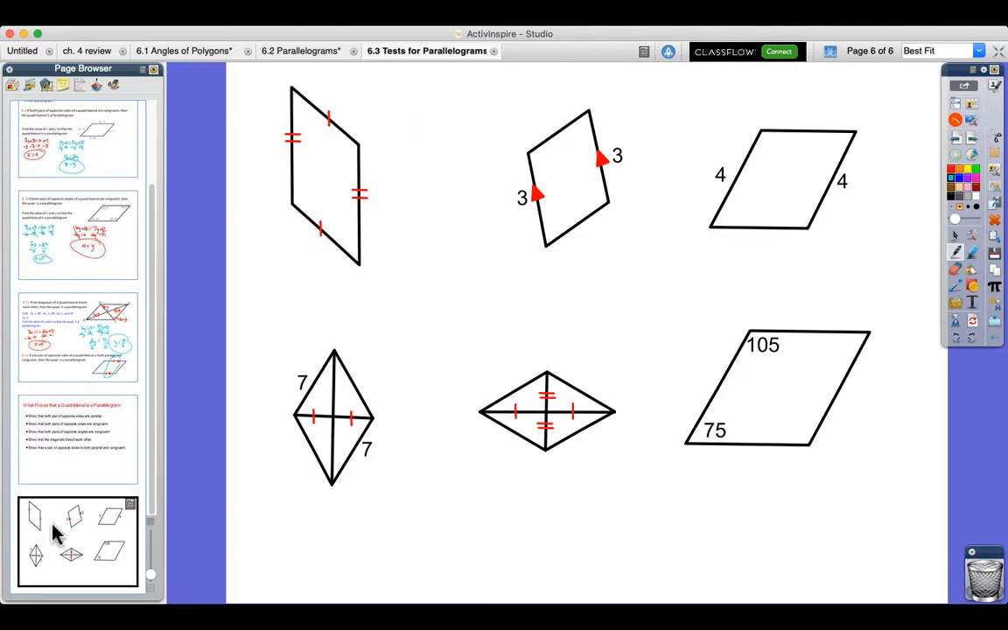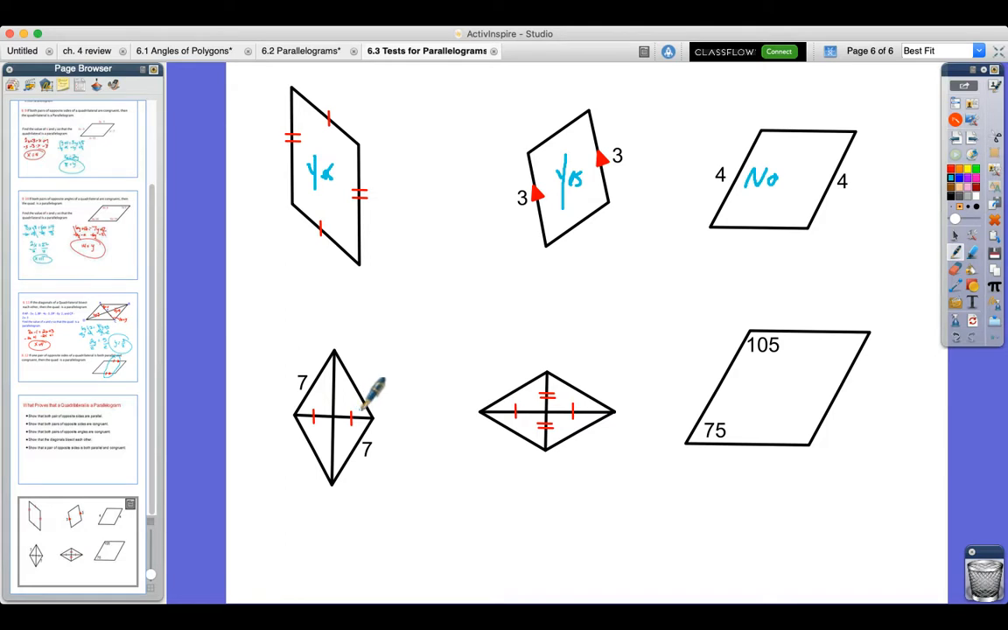So let's kind of practice that. Is this a parallelogram? Yes. We have both pairs of opposite sides parallel. Is this a parallelogram? Yes. One pair is both parallel and congruent to each other. Is this a parallelogram? It's a no, because it only tells us that one pair is congruent, but we don't know if they're parallel, and we don't know anything about the other side.